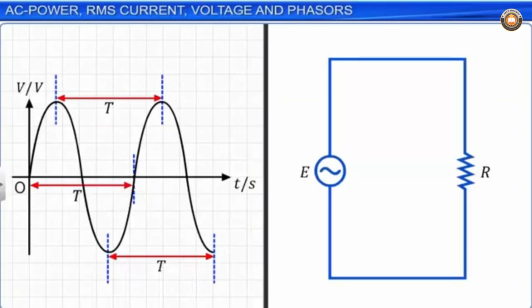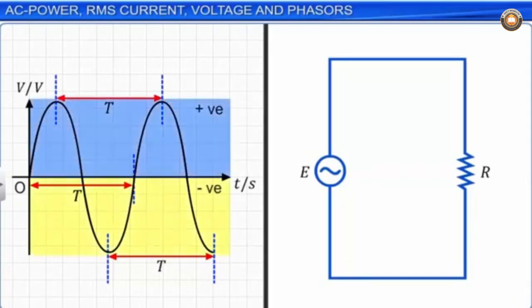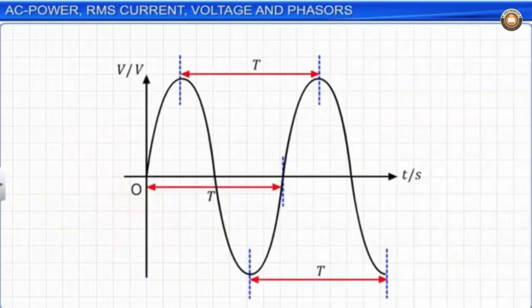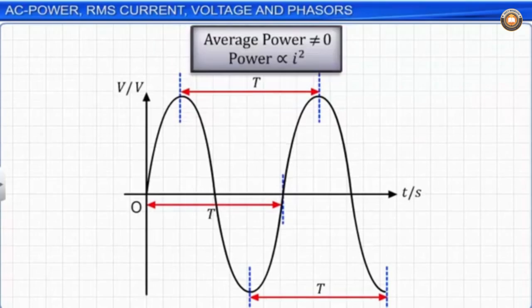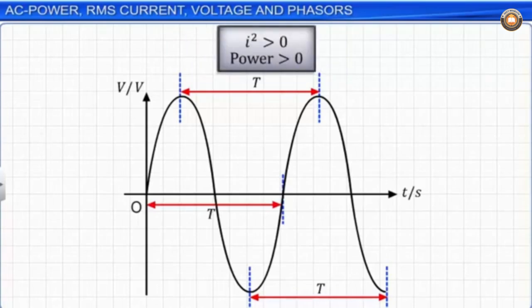As the AC current flow across a resistor varies with time in a sinusoidal fashion, its magnitude takes both positive and negative values. Here, all instantaneous current values over a cycle add up to 0. Therefore, the average current is 0. However, the average power across the cycle is not 0 since the power dissipated across the resistor is proportional to I square. As I square always assumes a positive value even when the value of current is negative, the average power is always positive.